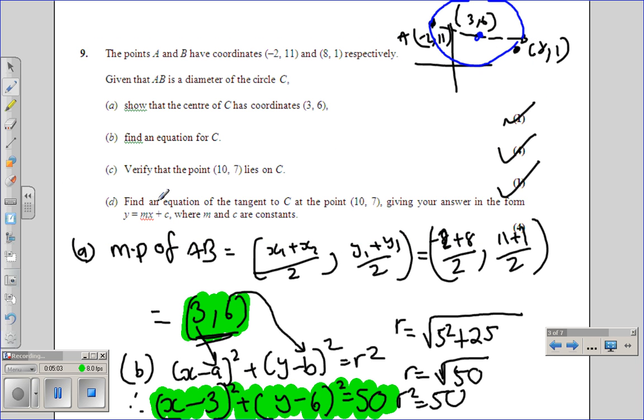Then we have to find an equation of the tangent to C at this point, giving your answer in the form y equals mx plus c, where m and c are constants. They don't have to be whole numbers, just constants. So we need an equation of the tangent to C at the point 10, 7, which is probably going to be somewhere along there.